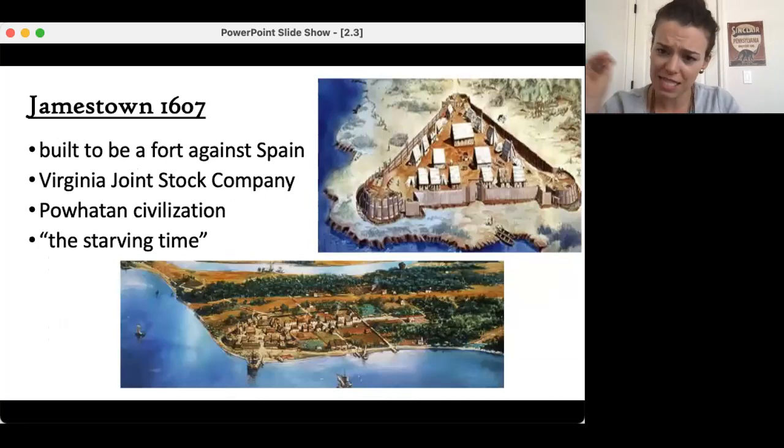So our second attempt at a colony in the New World is Jamestown. Remember, our first attempt was Roanoke, which was a failure. Jamestown was initially built to be a fort against Spain. The Virginia Joint Stock Company is going to fund this initial colonization. It's a 5-month trip across the Atlantic Ocean. 104 men will land in the New World. They are all from London.